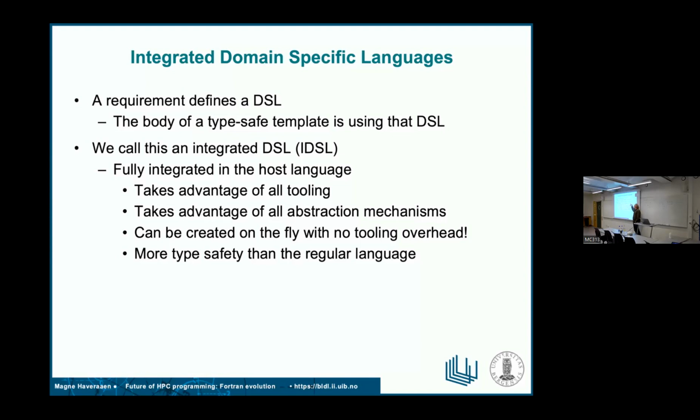So this is getting the benefits of domain-specific languages, and you're getting the benefits of a full-fledged programming language, which supports your DSL by having that type-safe generics. Now this is part of what we've been discussing today. You create the requirements that suit your problem.